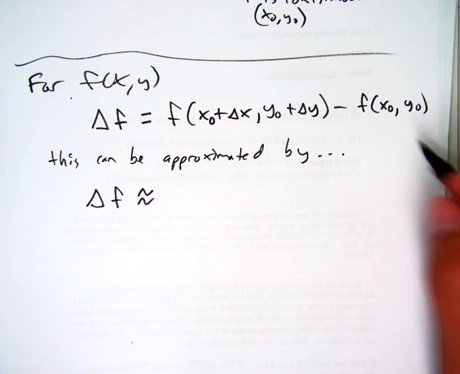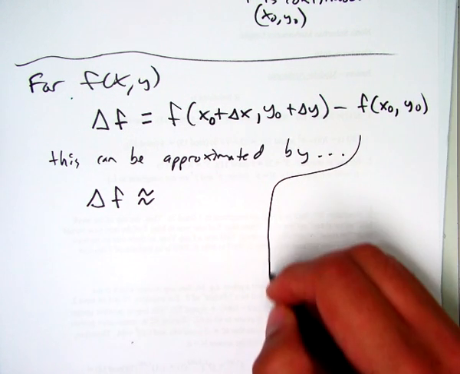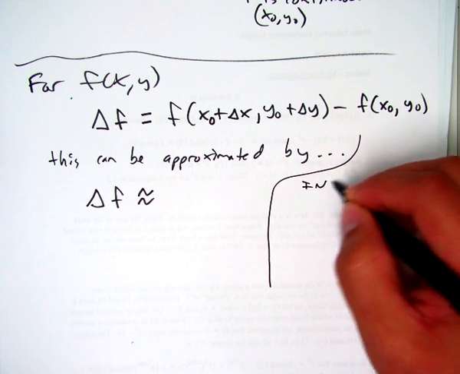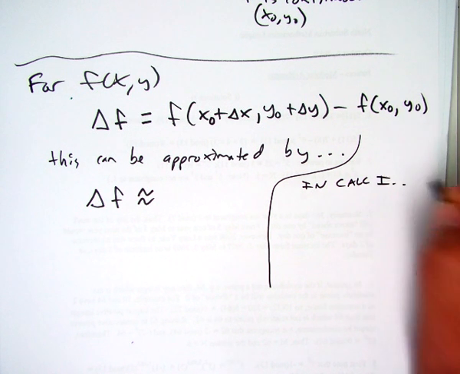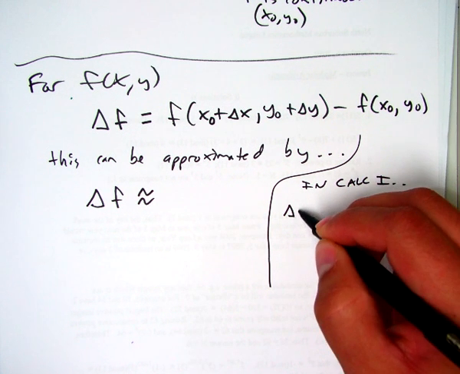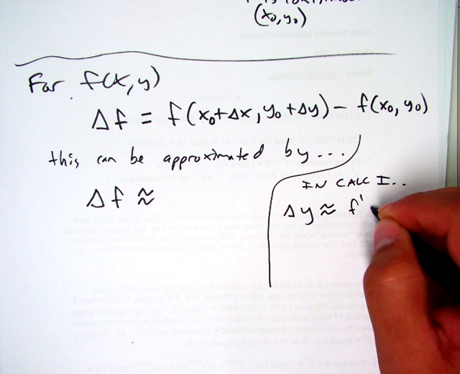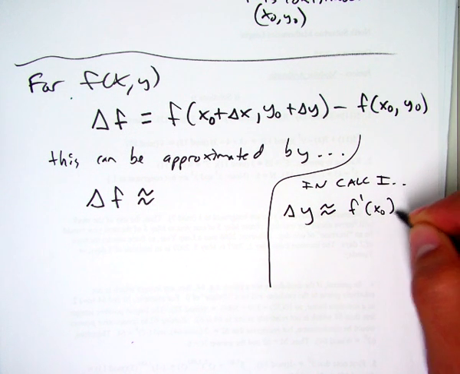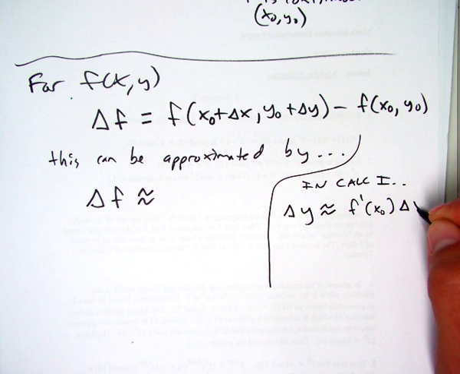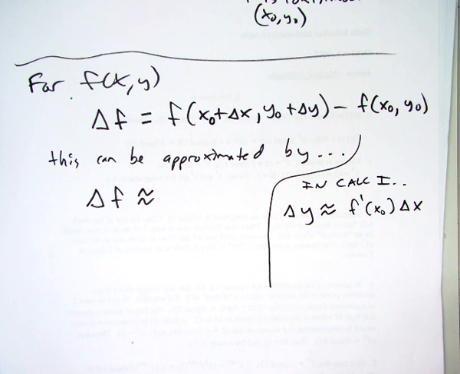So maybe off to the side here, in Calc 1, you approximated the change in y by taking the derivative at a point and then multiplying by the change in x. Does that look familiar?